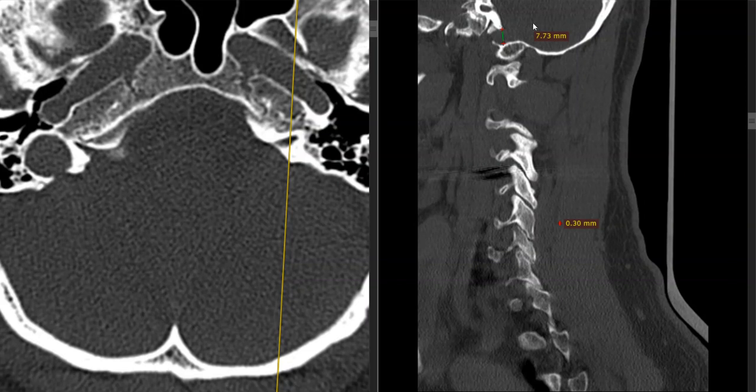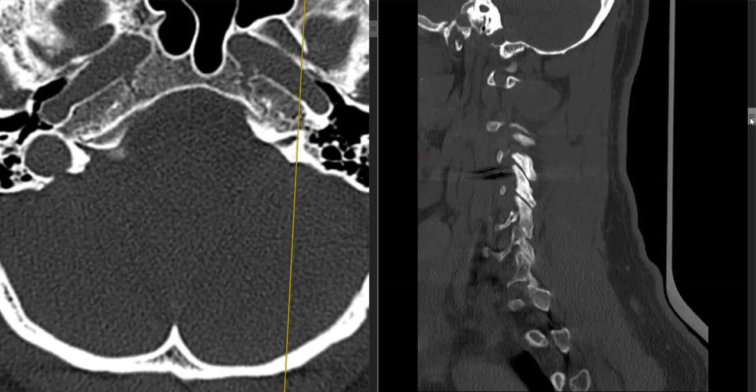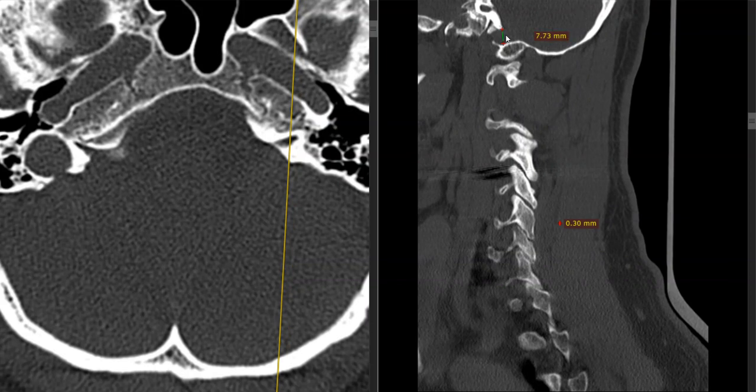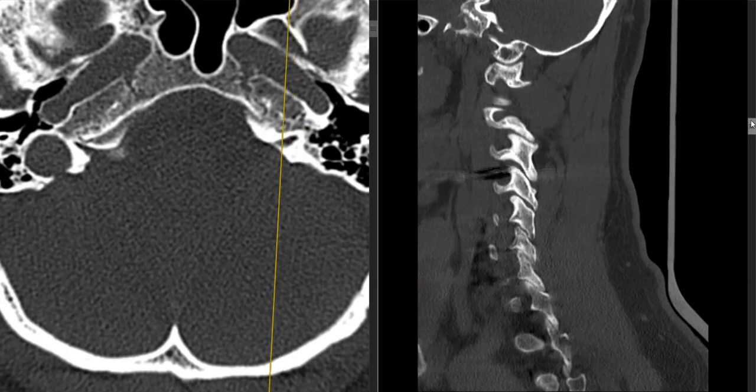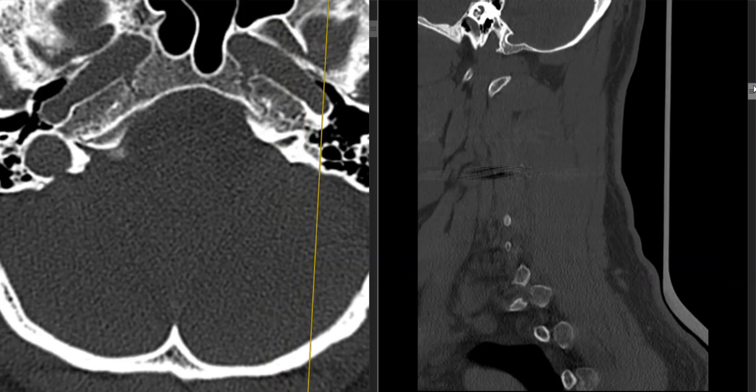So left side versus right side. Here's where the jugular foramen comes out and then goes down. This is where you've got the transverse sinus vein that comes out around into the sigmoid and then down and becomes that internal jugular vein. And this is nothing to write home about.